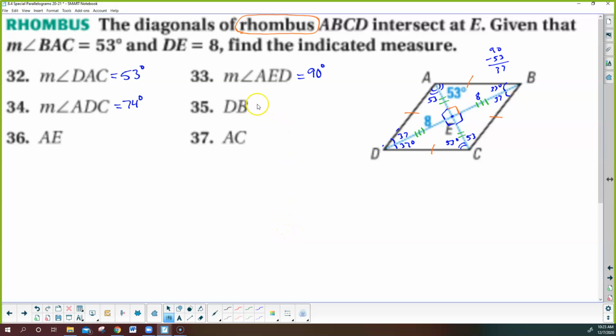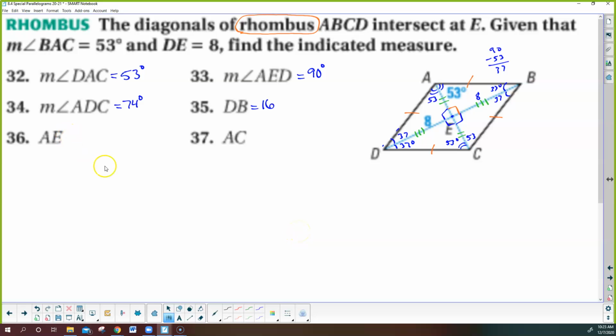Okay. And then now we're getting to length. Find the length of the diagonal DB. Well, it's a perpendicular bisector, cut in half. So if this was 8, DE was 8. 8 plus 8 gives me 16.